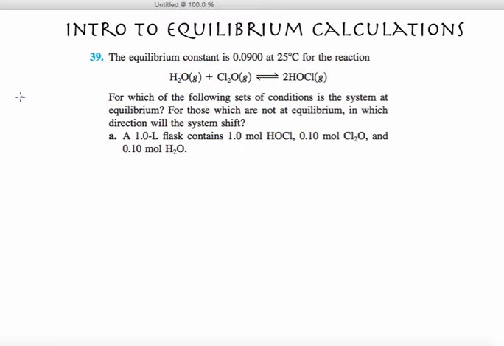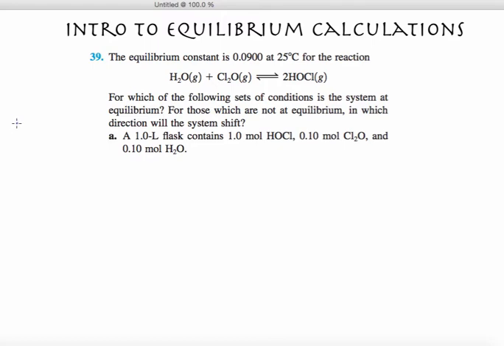Hey everybody, today's video is going to be on equilibrium calculation. I'm going to talk you through a couple of the general types of calculations you're going to see when you're working with equilibrium, and then I'll do some follow-up videos as we go through the remainder of the lessons. Okay, so this is number 39 from the textbook and from the homework assignment.